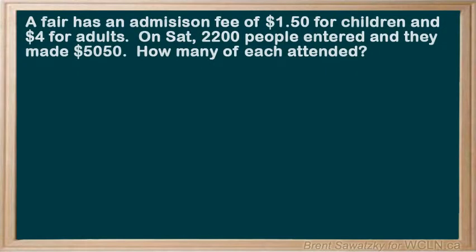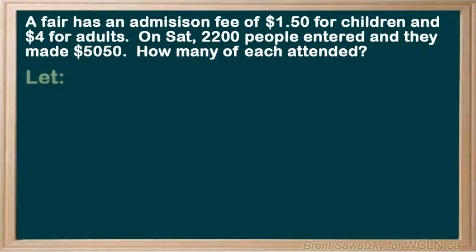Example 2. This one's more of a real-life problem. In this case, a fair has an admission fee of $1.50 for children and $4 for adults. On Saturday, 2,200 people entered the fair, and they made $5,050. So how many children and how many adults attended on that day?